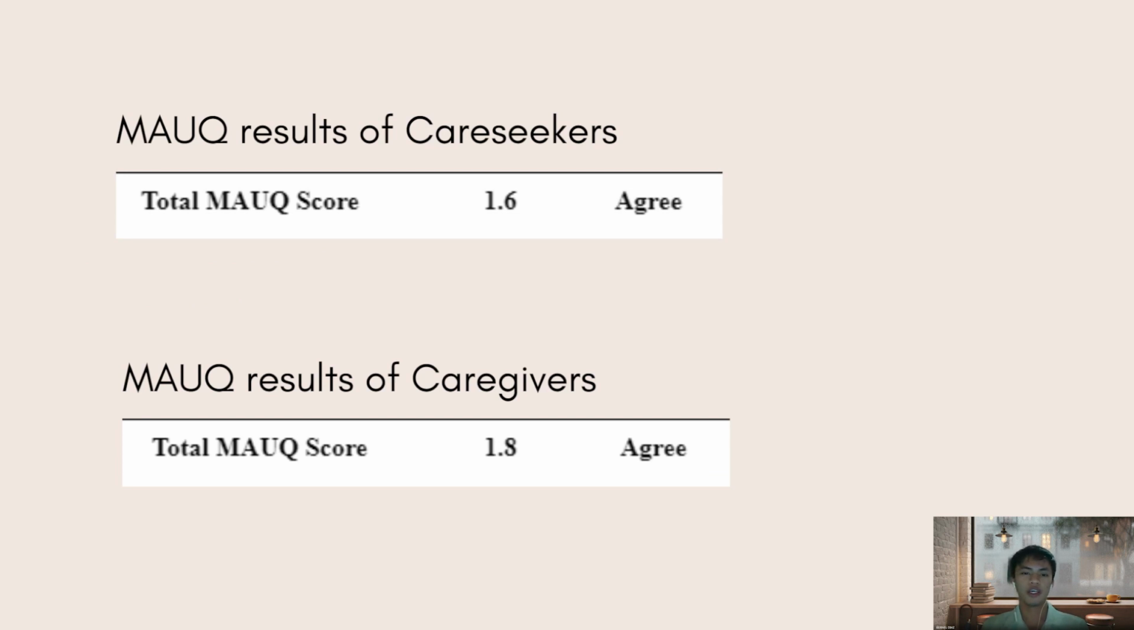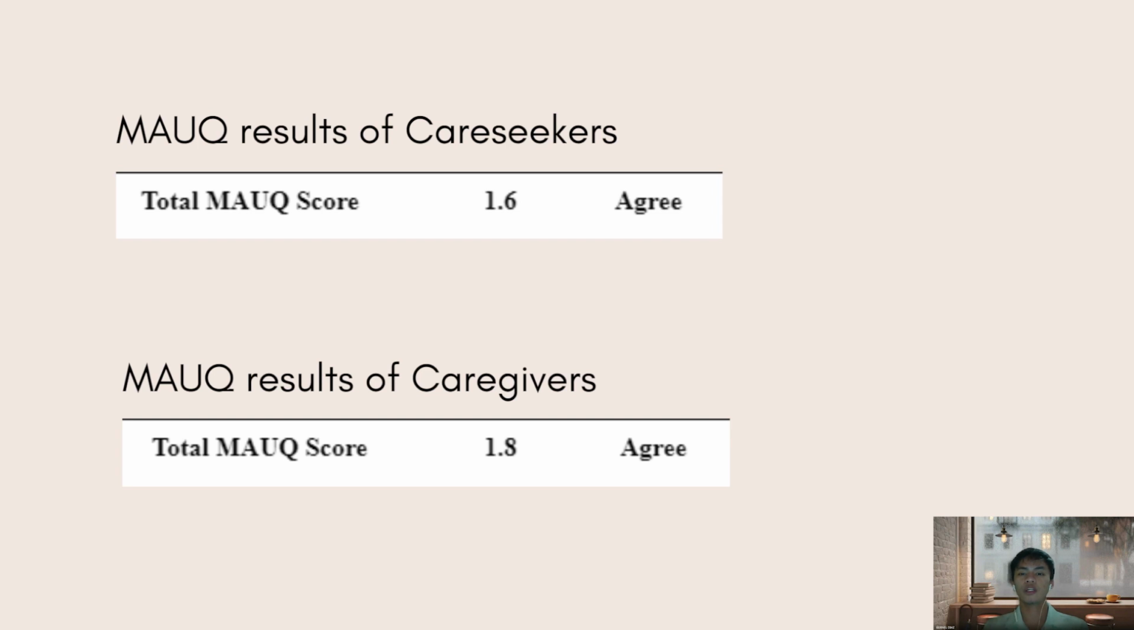So we'll go now to the MAUQ results among the 10 care seekers of the survey. The MAUQ mean score is 1.6 for the care seekers, which can be interpreted as agree. This explains that care seekers agree that the software application is usable. And for the MAUQ results among the 10 caregivers, the data shows a total MAUQ mean score of 1.8, which can also be taken to mean agree. This also explains that caregivers agree that the software application is usable.